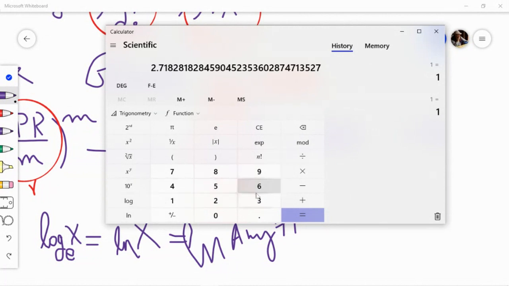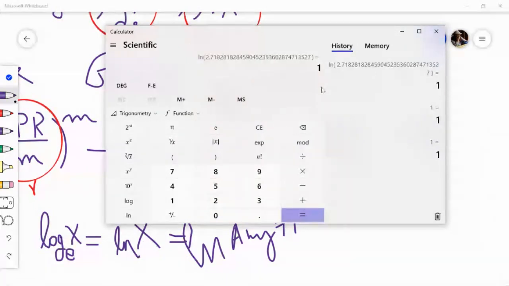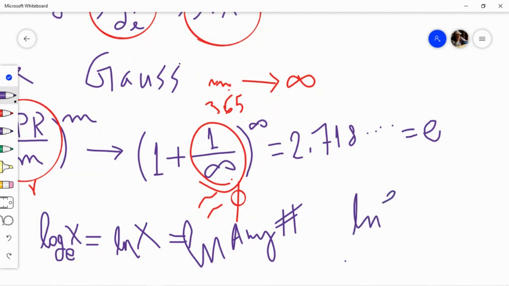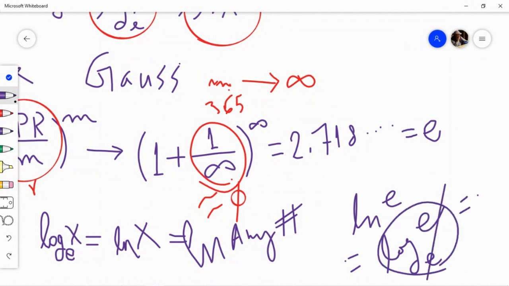If you take the natural log of Euler's number, let's do that. I think I must do this first and then take the natural log of that. You should get 1. In other words, if you take the natural log of Euler's number, you should get 1. Why? Because you are taking the natural log of Euler's number, which is basically base e log of e. It will have to be 1.